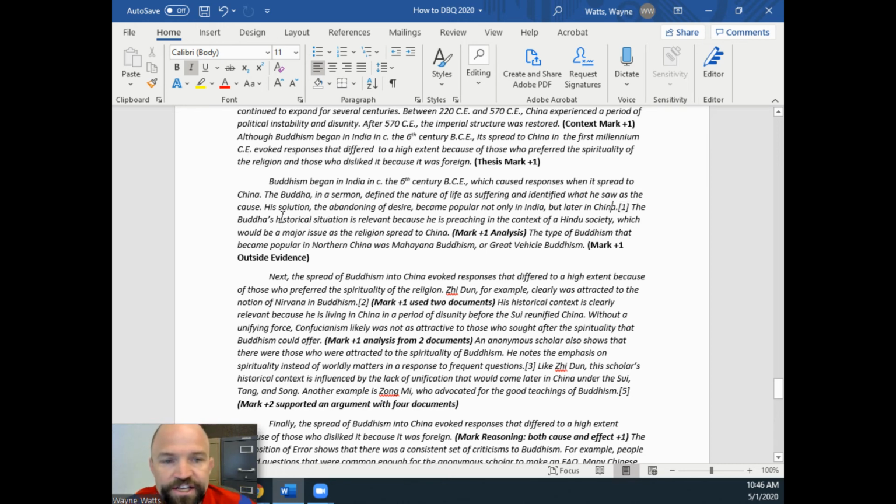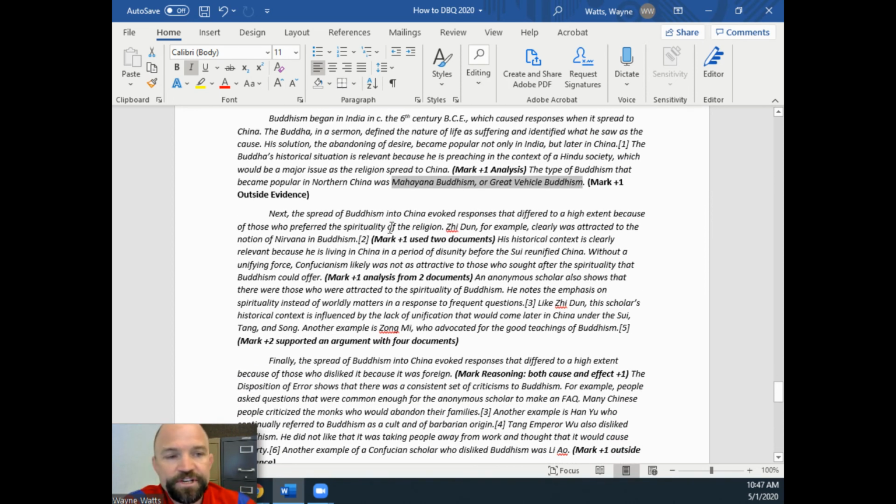The Buddha's historical situation is relevant because he's preaching in the context of a Hindu society, which would be a major issue as the religion spread to China. So his historical situation is relevant because. So that's a point for document analysis. The type of Buddhism that became popular in northern China was Mahayana Buddhism, or Great Vehicle Buddhism, which gives me a point for outside evidence.